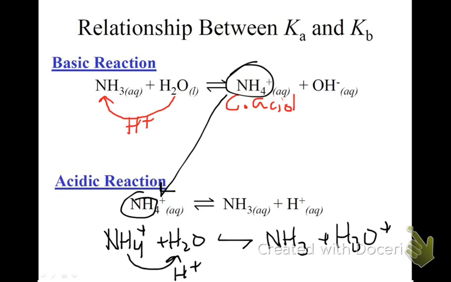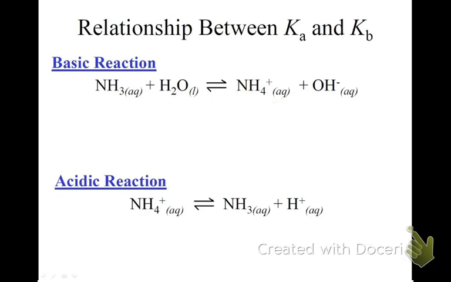So then what we need to see here is that the top reaction is a base reaction, and this one down here is the reaction for this base's conjugate acid. So let's play around with the numbers a little bit, and I'm going to show you a little trick that goes along with this.